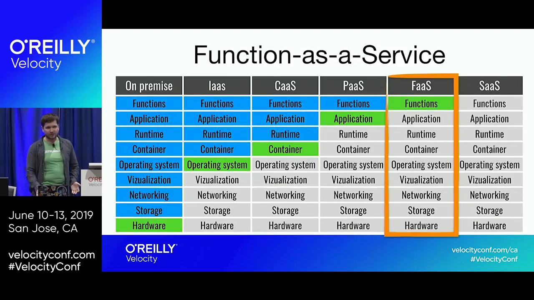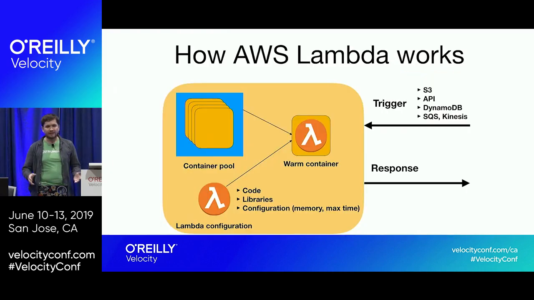So let's start with functions as a service. To put it simply, how it works: you define a Lambda configuration, using the example of AWS Lambda. You define code, libraries and some configuration. And once the service receives a trigger, which could be an API, changes in your database, or a query, it will get your configuration and code, get a container from the pool, put your code within the container, execute the request and produce the response.